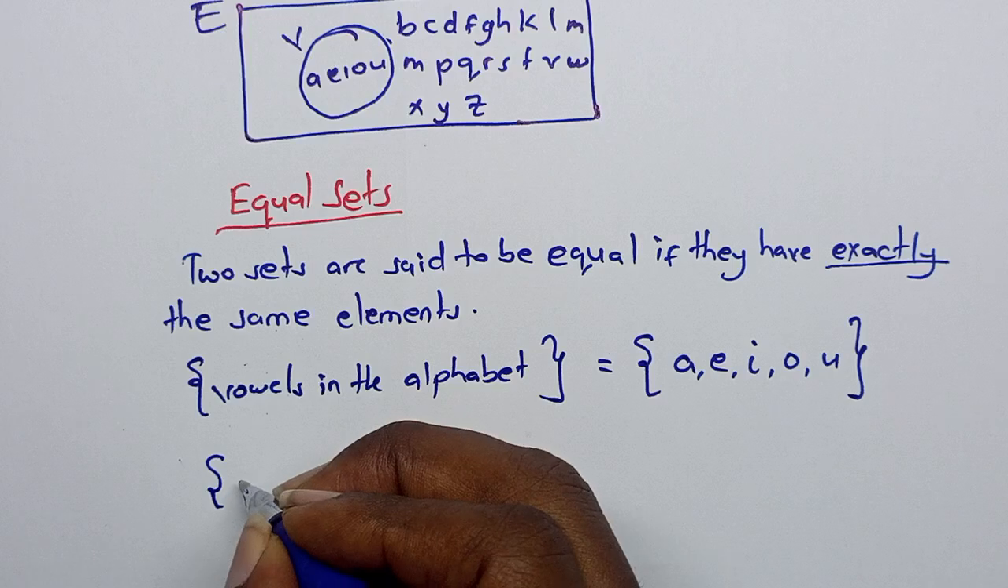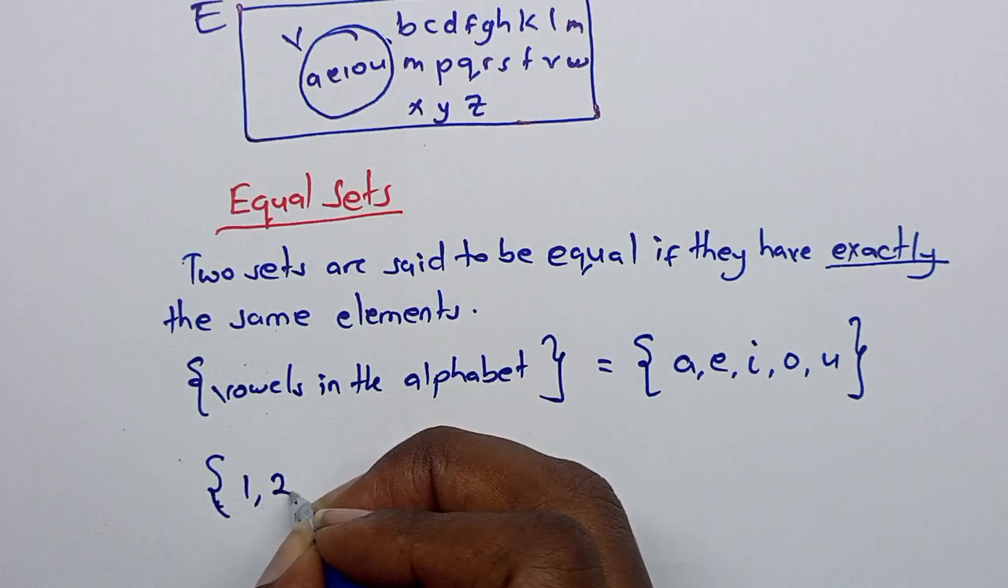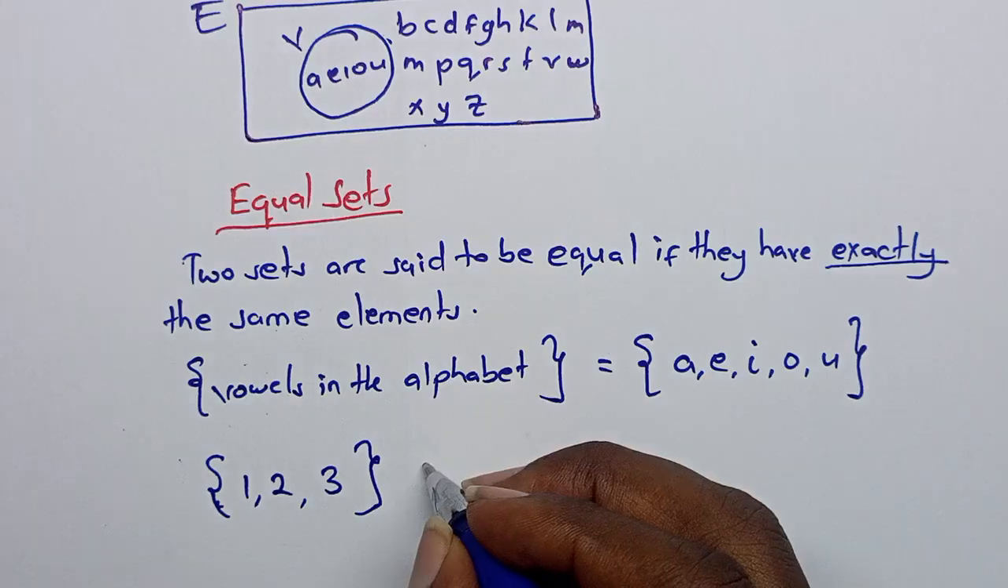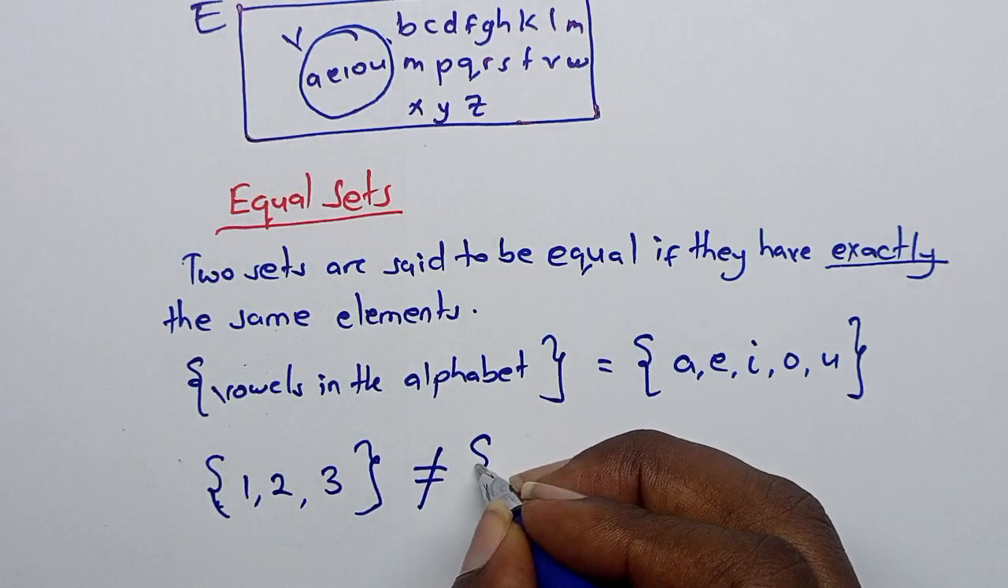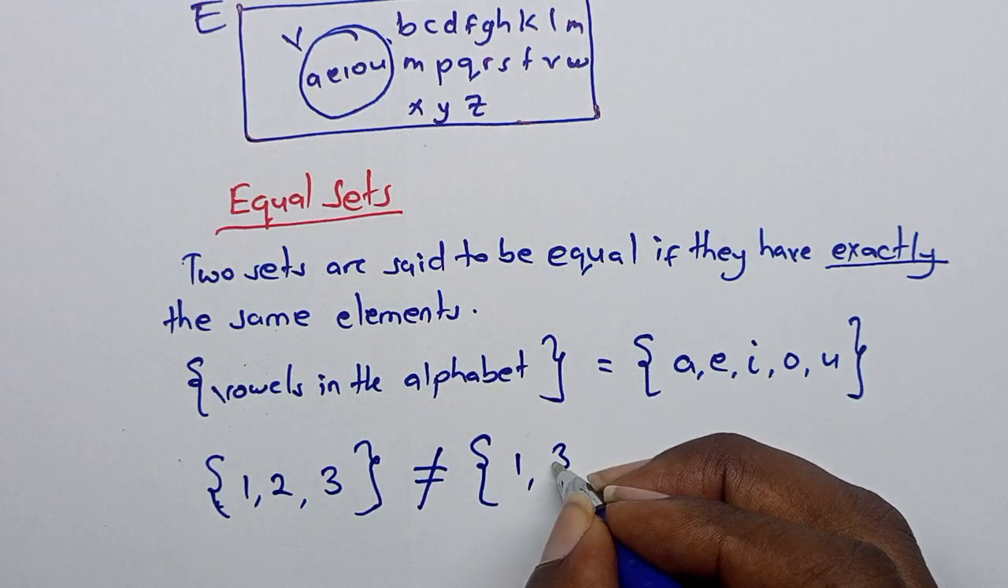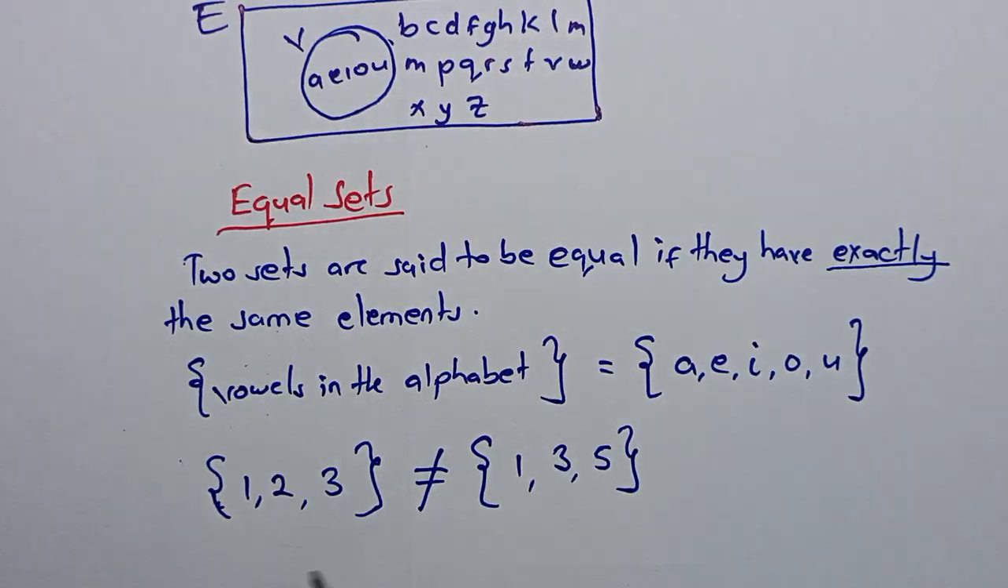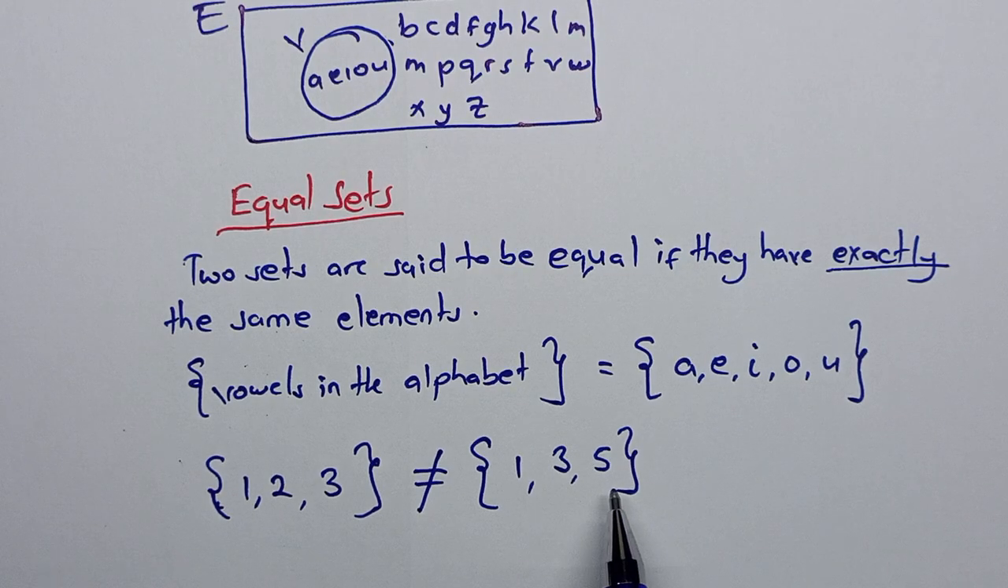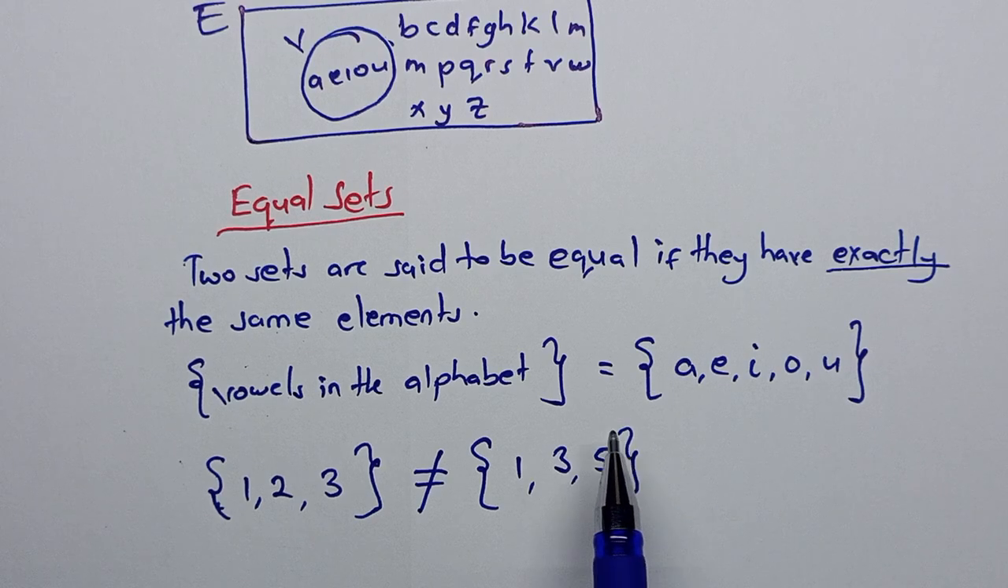Whereas this set here, set of 1, 2, 3, is not equal to a set of 1, 3, 5. These are totally different. They are not the same because they have different elements. Here we have a 2, whereas here we don't have a 2. Here we have 5, here we do not have 5. So they only share 2 members, which is 1 and 3. So they are not equal sets. Sets are only equal if they have exactly the same elements, just like this.